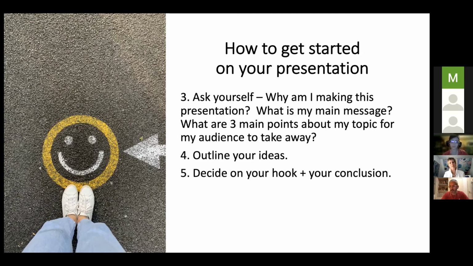And then decide how you're going to hook the listener. Do you want to show a picture at the beginning? Do you want to show a short video? Ask a question. You can think about this. It's sometimes a little bit difficult. In some of the examples you're going to look at today, you're going to see how they gave a hook at the beginning. You can just look and see if that works for you, okay?